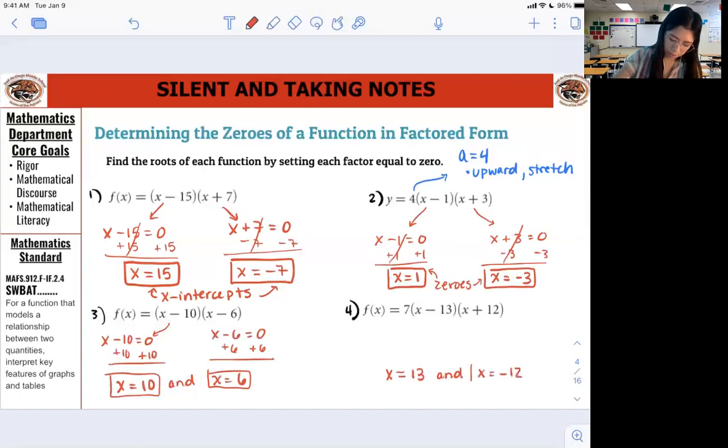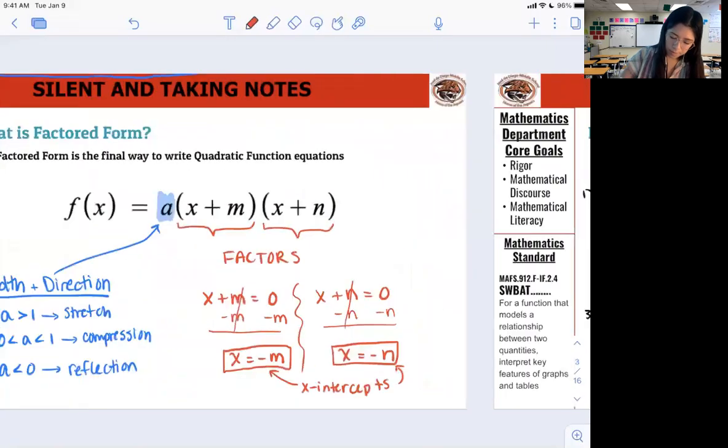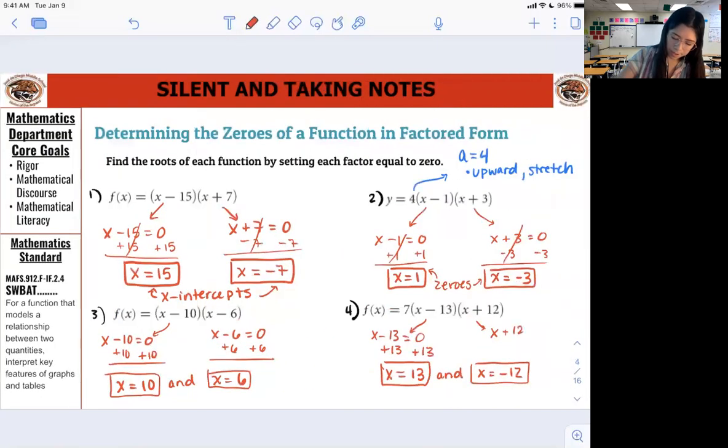Perfect. So same exact thing. You can do it the quick way, just switch the sign. Or if you want to just make sure you're doing it right, set it equal to 0, add 13 on both sides. Set it equal to 0: x plus 12 equals 0, and subtract 12 from both sides. So for those, anybody have any questions on those answers?